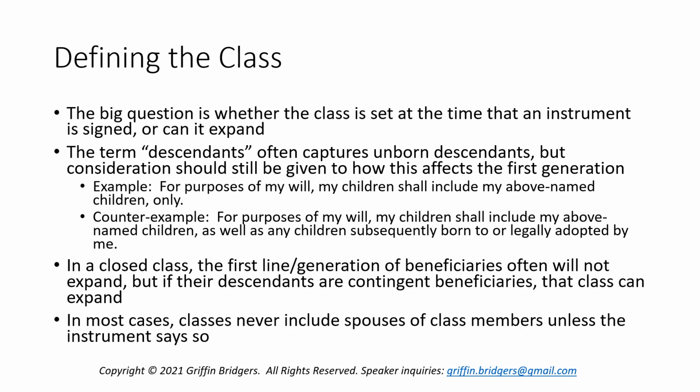So in most cases, too, I think it's important to note, this is a common misconception, which I'm going to emphasize a couple times. Classes typically never include spouses of class members unless the instrument says so. So if you make a gift to, say, your descendants, then a spouse of a descendant who is deceased is never going to inherit their share unless you expressly state that in the instrument. So I want to emphasize again, classes never include the spouses of class members unless the instrument says otherwise.